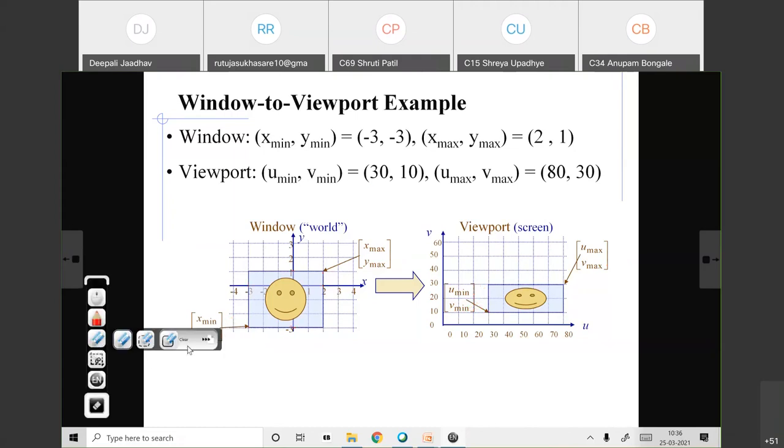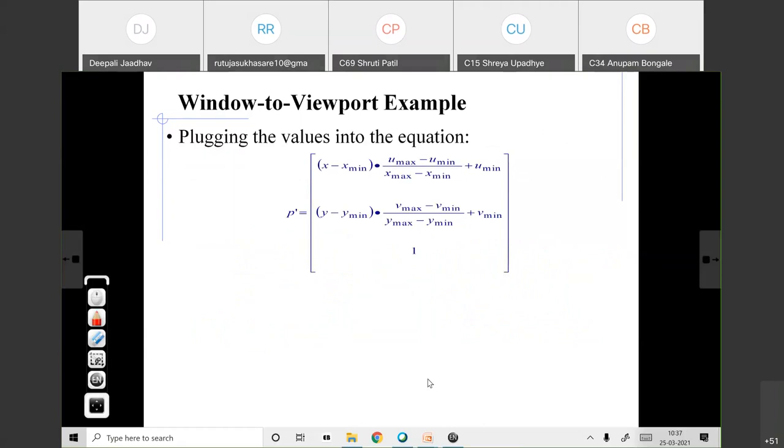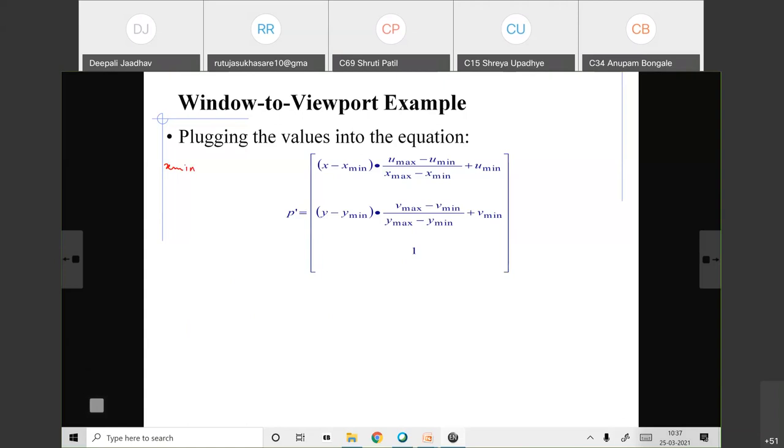Now applying the transformation: first translation, scaling and then again translation. This transformation matrix is there. Now I am going to put the values here. I am going to write the values again here. What is x min, y min? Minus 3, minus 3. What is x max, y max? It is 2, 1. That is the window coordinates. Viewport coordinates are u min, v min, that is 30, 10, and u max, v max, that is 80, 30.